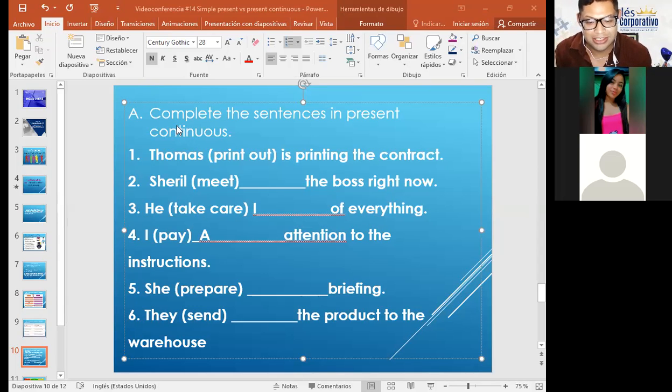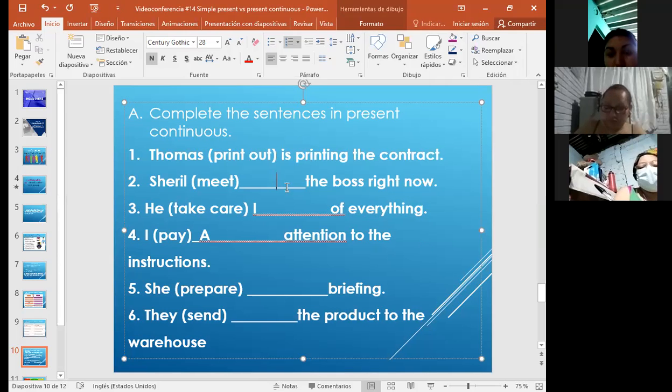The first one says Thomas is printing the contract, right? So in this case, printing will be the answer because it's something that needs to be done immediately, right? What about the next one? The sheriff, meet. What will be this? Sheriff is meeting the boss right now.